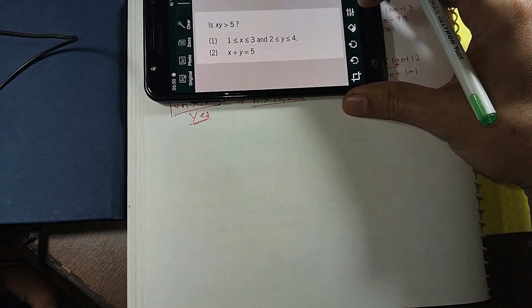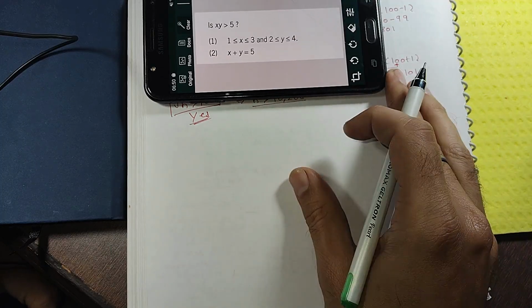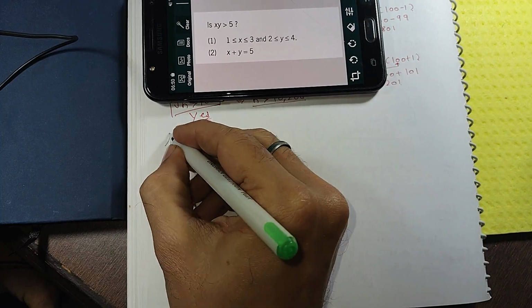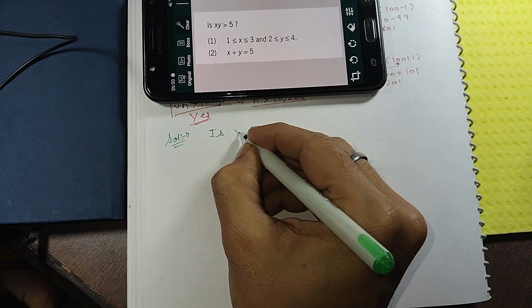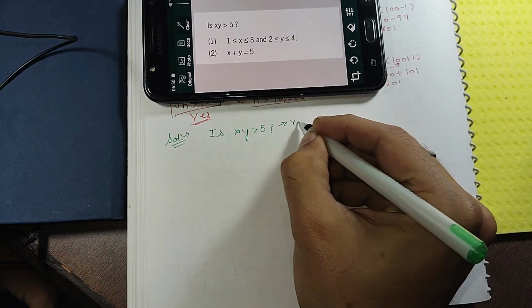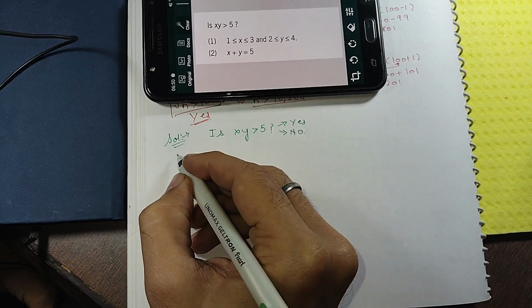Is x multiplied by y greater than 5? So this is a simple question. Is xy greater than 5? We need to answer this question in a concrete yes or no. Now moving to statement 1.